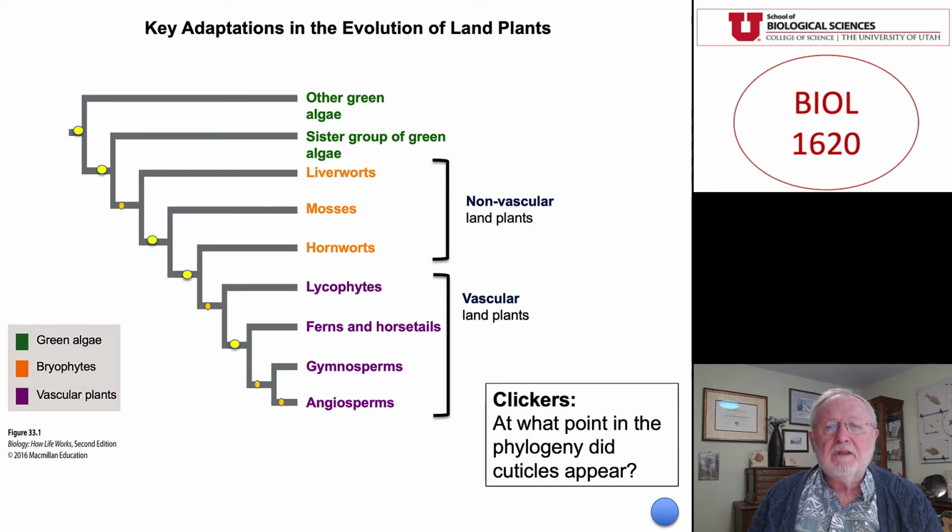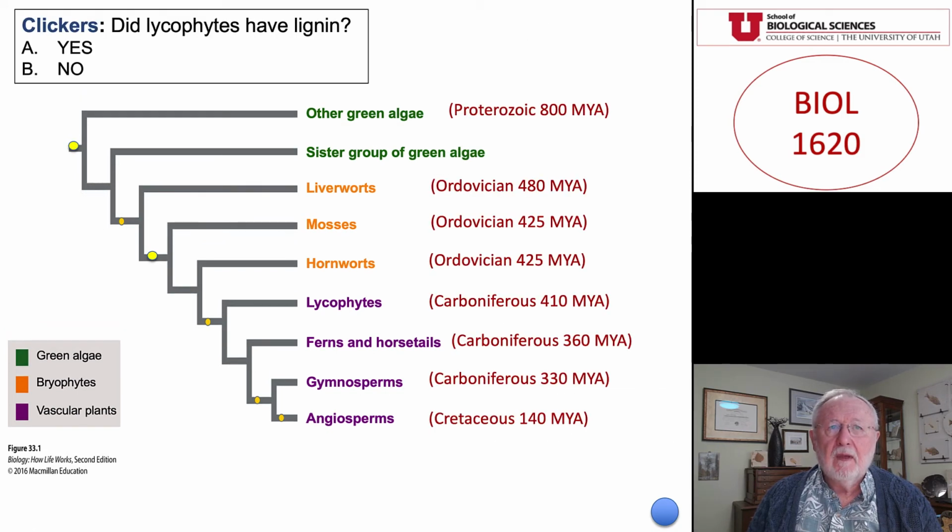At what point did cuticles appear? Okay, cuticles would have appeared right here when plants first invaded land. Did lycophytes here have lignin? The answer is yes, they had lignin, because it was lignin that gave the plants rigidity and allowed them to achieve height.